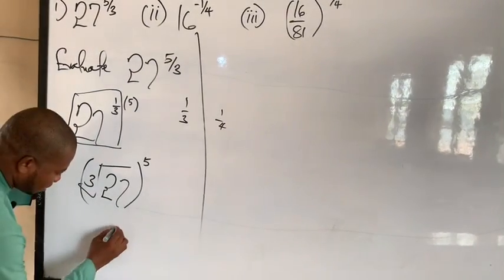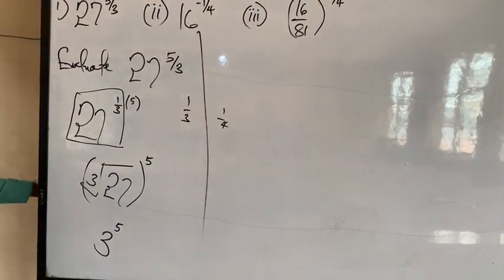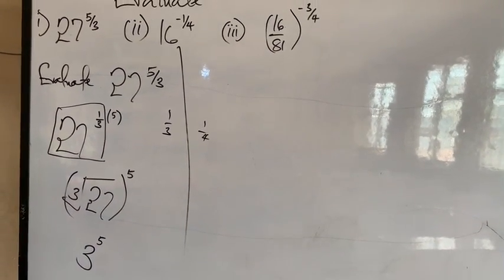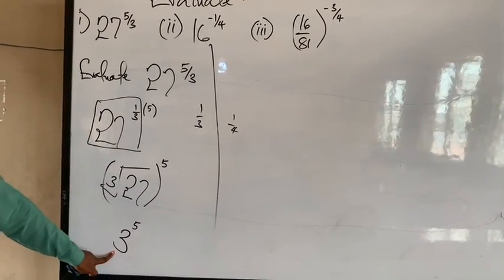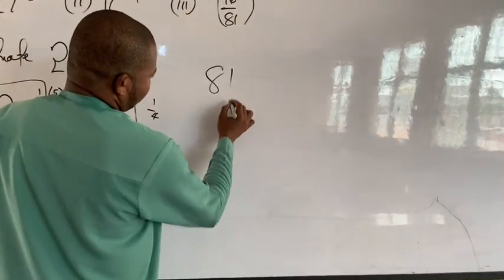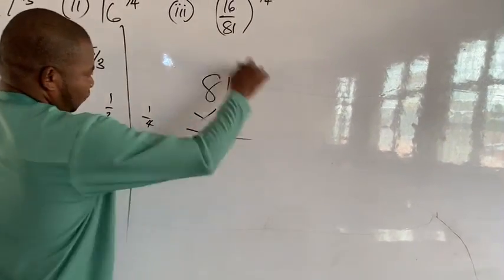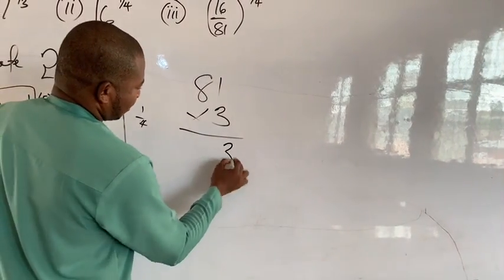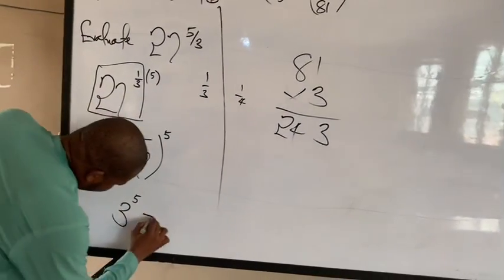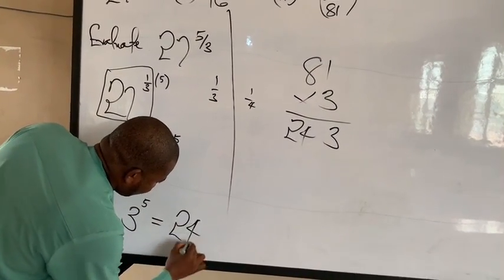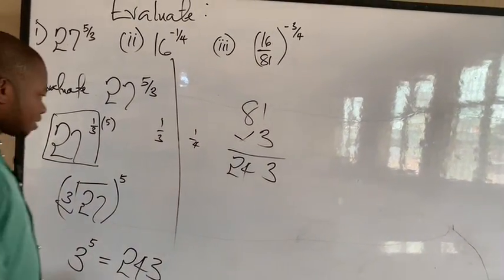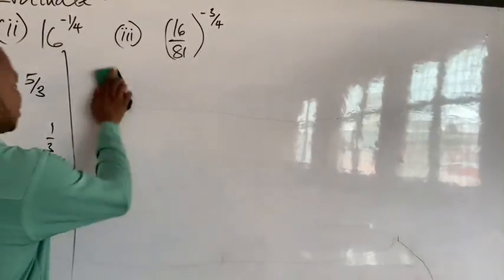What are we left with outside? That is power 5. What this 5 means is that we should multiply 3 into 5 places. Of course, if you multiply 3 into 4 places, that will give us 81. So remember 3 again. This is the 5th one now. 3 times 81, 3 times 1, 3. 3 times 8, 24. So our answer is equal to 243. And it's very simple. That is just that. So we move on to the second question.